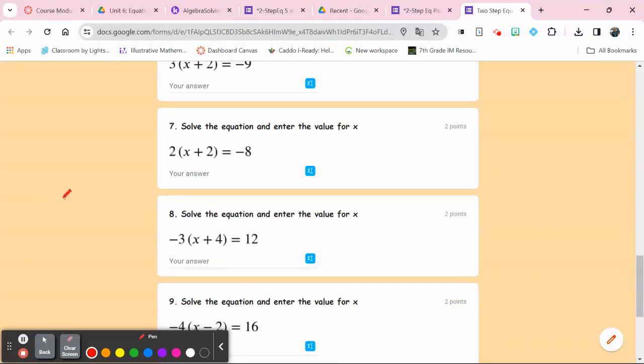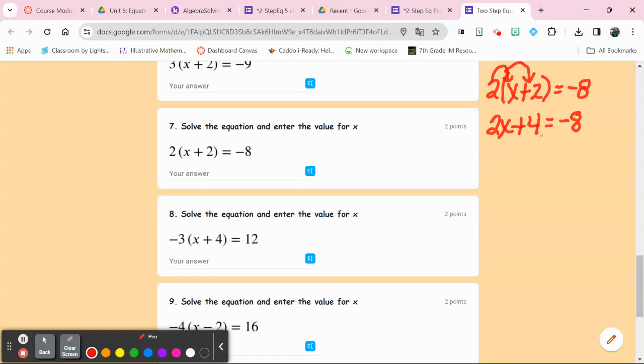All right, number 7. We have 2 times the group x plus 2 equals negative 8. This one I'm going to distribute first. Throw you a notch in case you're just doing the answers with me. All right, so I'm going to multiply that 2 to everything inside. 2 times 1x is 2x's. 2 times a positive 2 is a positive 4 equals negative 8.